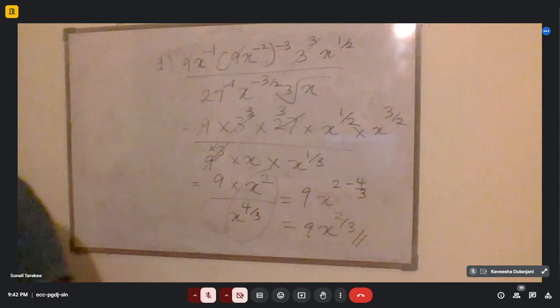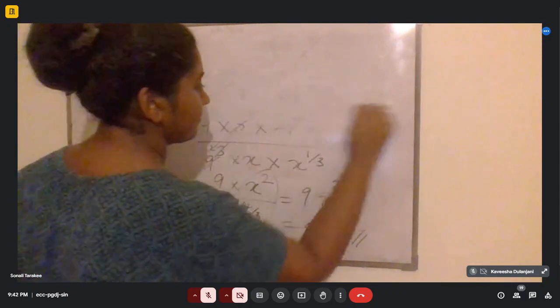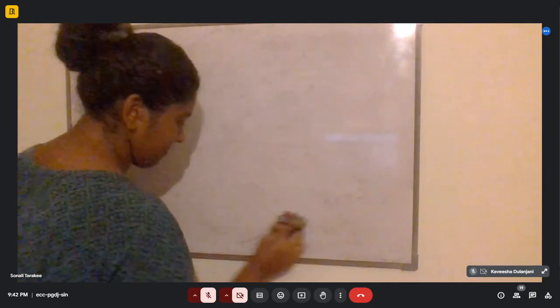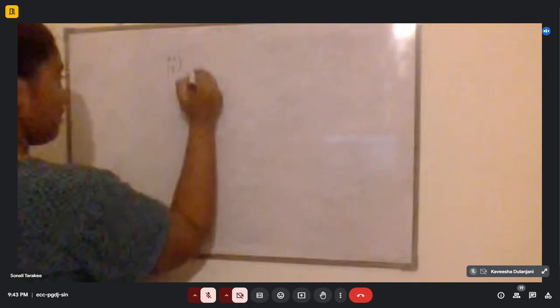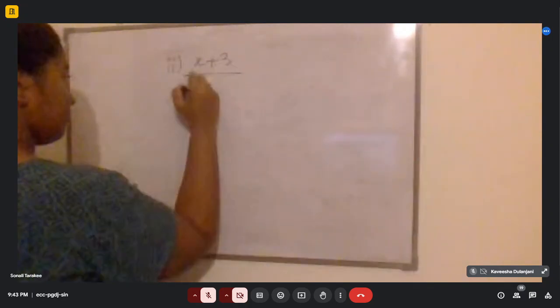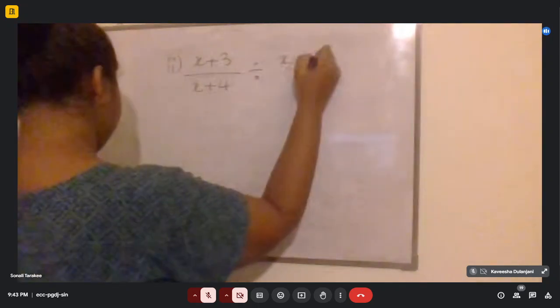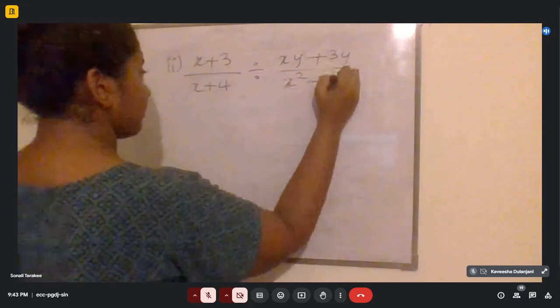Okay, now I'll move to the next one. Okay, next question is (x plus 3) over (x plus 4) divided by (xy plus 3y) over (x squared minus 16).